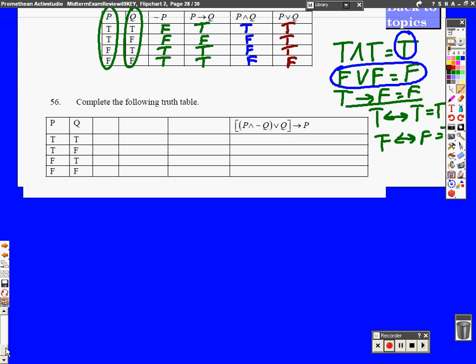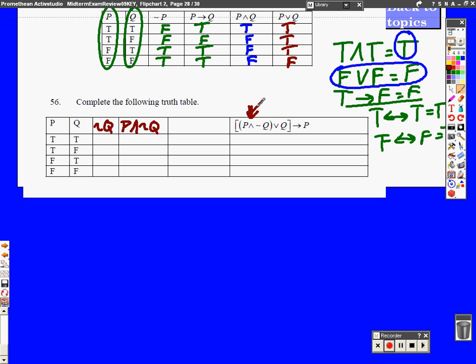For number 56, we have to complete this truth table. So this is our last statement that we have to fill in all of these columns for. I'm going to break it down, starting at the innermost parentheses and working my way out. To evaluate this statement, I need a not Q column. So I'm going to give myself a not Q column. Now that I have a not Q column, I can evaluate P and not Q. So I can give that a column.